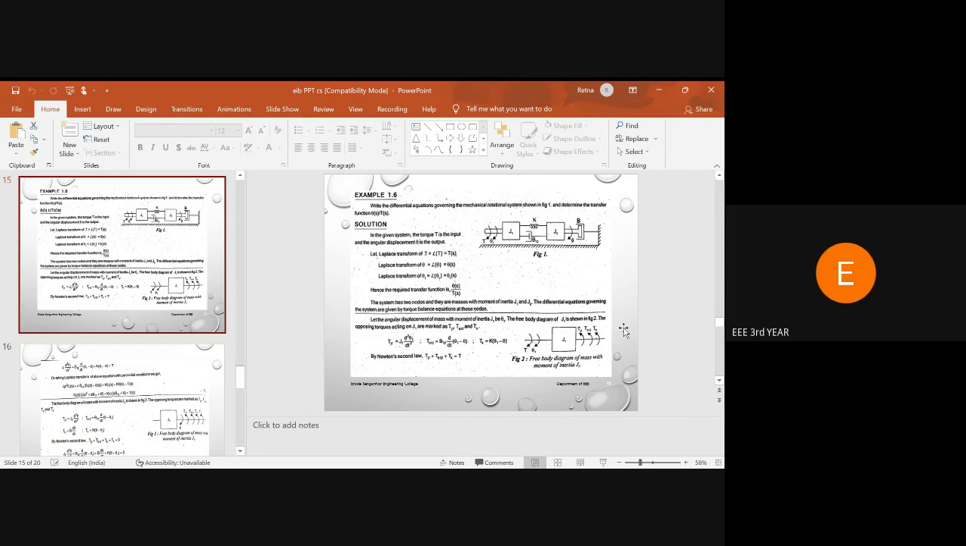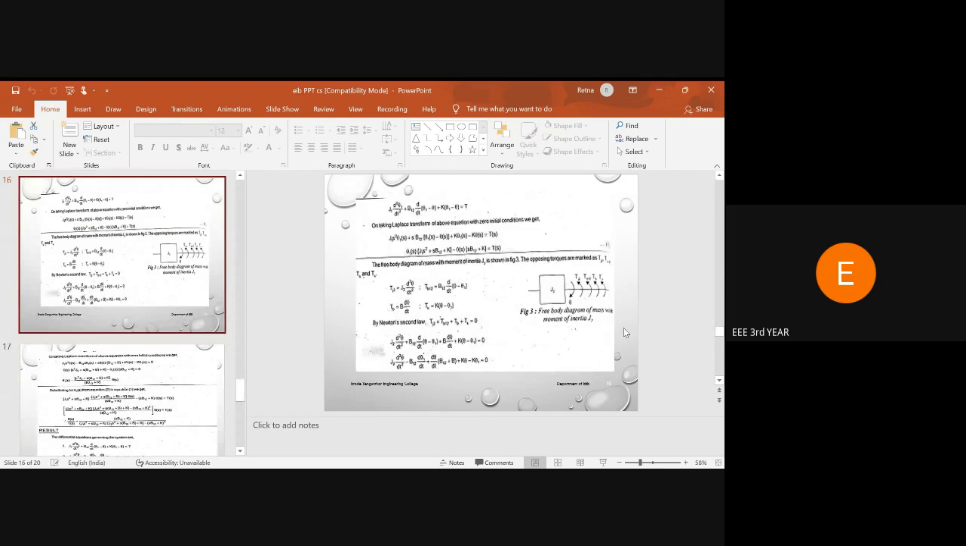First note the first moment of inertia, J1. In this moment of inertia, apply torque T, and the opposing torques are TJ1, TB12 and TK. In this moment of inertia, the angular displacement is theta 1. By Newton's second law, applied torque is equal to opposing torque. In this moment of inertia, the applied torque is equal to T. Therefore, TJ1 plus TB12 plus TK equal to T.